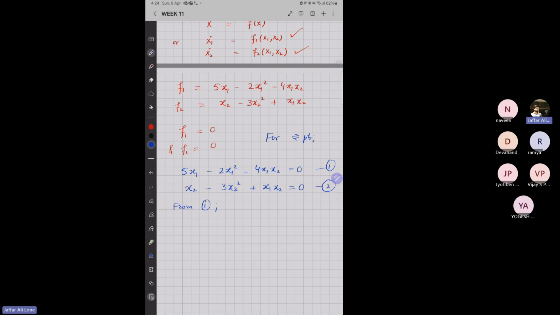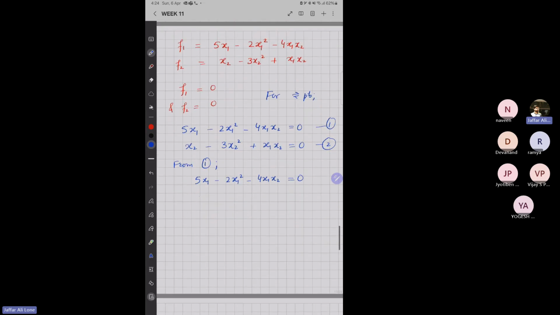So from 1, I'll write 5x1 minus 2x1 square minus 4x1 x2 equal to 0. If I take x1 common, what will I get? x1 times 5 minus 2x1 minus 4x2 equal to 0. Correct? So it means either x1 is 0 or this whole part is 0. So I get two things: x1 is 0, or 5 minus 2x1 minus 4x2 is 0.